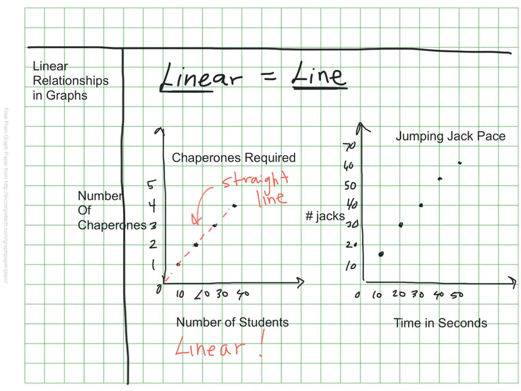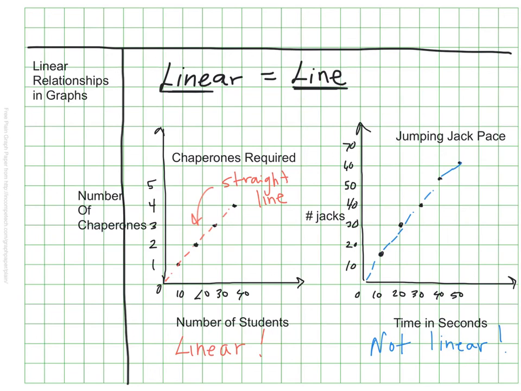In our second example, the number of jumps that we completed depended on the amount of time that passed, so my data looks like this. And again, I'm going to show the connection here with a dotted line, but you might notice this time the line is not one straight line. That's the difference. This is non-linear.